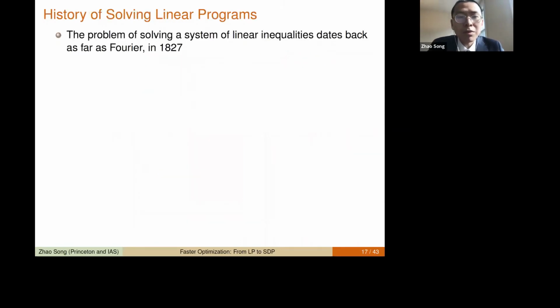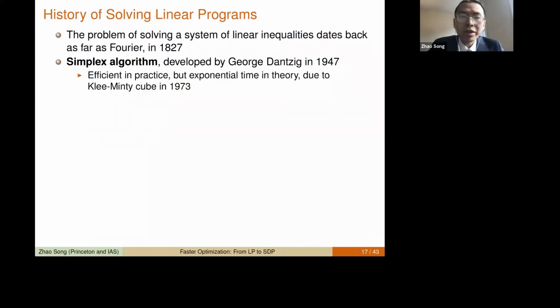Solving linear programs has a very long history, almost 200 years. The first algorithm for solving linear programs is a very famous algorithm called the simplex algorithm. This algorithm was developed by Dantzig in 1947, around the Second World War. This algorithm is very efficient in practice. Even right now, people sometimes still use it. But the bad thing about this algorithm is that it takes exponential time in theory, due to the Klee-Minty counterexample.